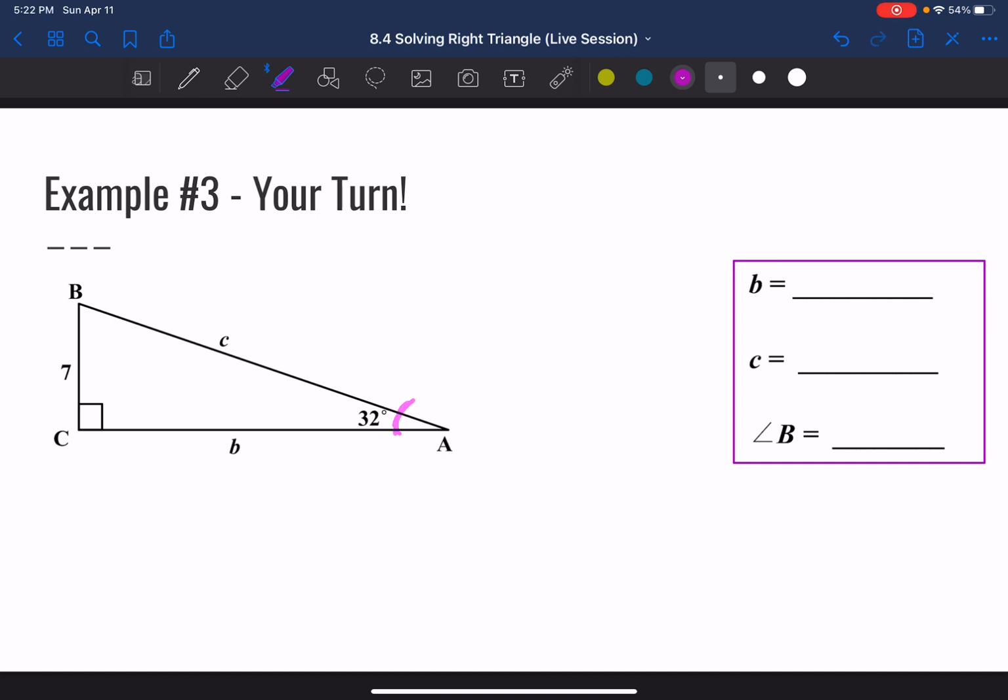This is 32. Let's find the B first. B is adjacent, right? It's right next to 32. And from 32 degree, 7 is opposite. I know opposite and adjacent, so I can use tangent. Tangent 32 degree equals to opposite over adjacent.